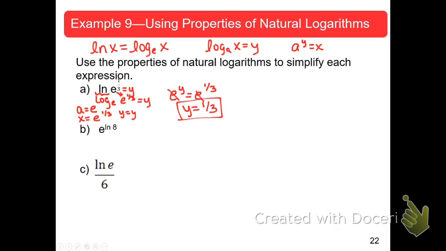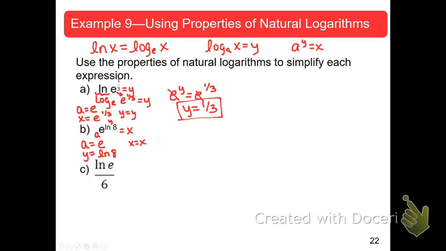But look at b. B doesn't start out with a log. B starts out with a base, which means this is exponential form. So this again is going to be that a to the y, and I set it equal to x. So if I write out my pieces, my a is that base e, my y is all the stuff that's in the exponent, so the natural log of 8, and my x is going to be x.